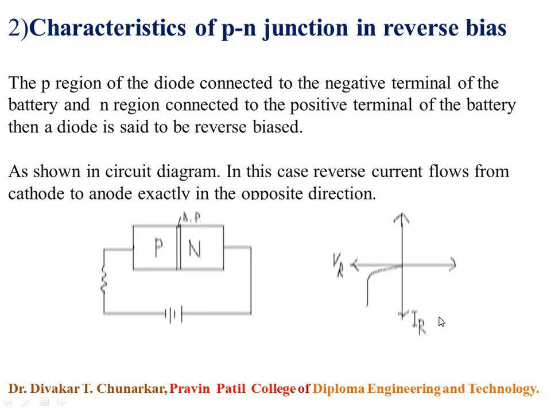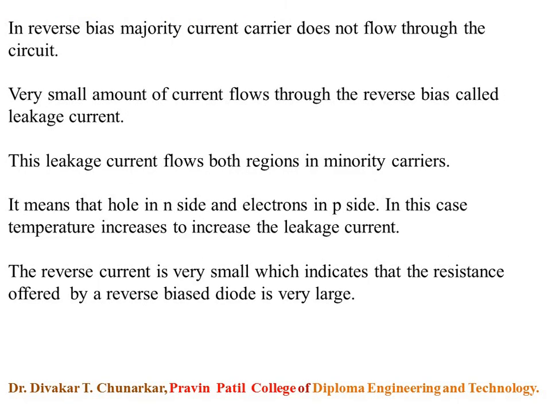In this case, the current is due to the minority carriers. It is of very small amplitude, typically microamperes for a germanium diode and a few nanoamperes for a silicon diode. The reverse saturation current depends on the temperature.